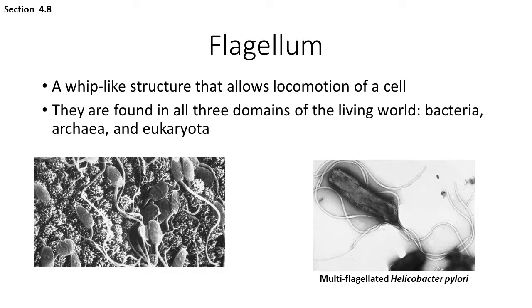The flagellum is a whip-like structure that allows for locomotion of the cell. They are found in all 3 domains of the living world: bacteria, archaea, and eukaryota. This is sperm, and this is the Helicobacter pylori. If you know somebody or you've dealt with stomach ulcers, this is often your culprit for that.